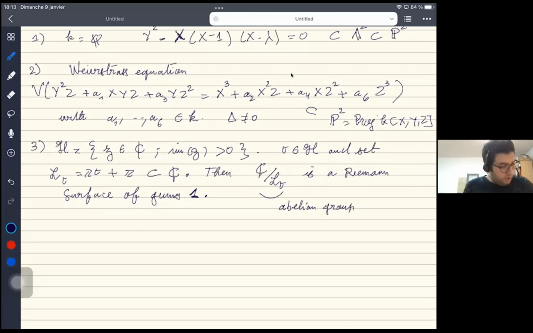And even you can show in general, if you take an elliptic curve over Q, over K, then the points of your elliptic curve is an abelian group.